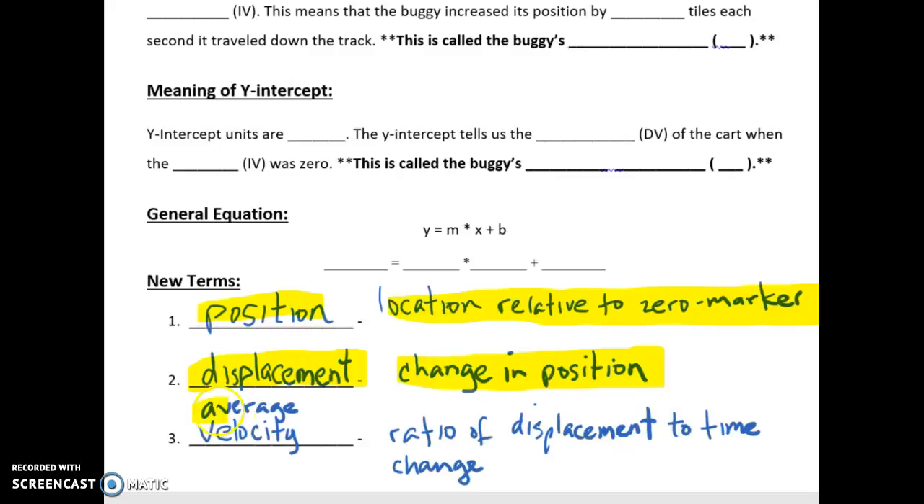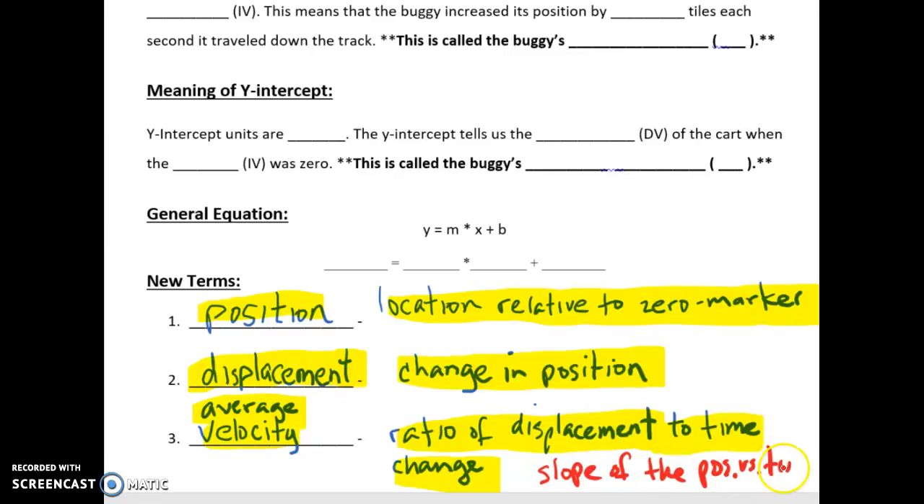And finally, average velocity. Average velocity is the ratio of displacement, which is change in position, to time change. And that is the slope of the position versus time graph. So the higher that slope, the faster the object is moving, the higher its average velocity. And the lower the slope, the lower the average velocity.